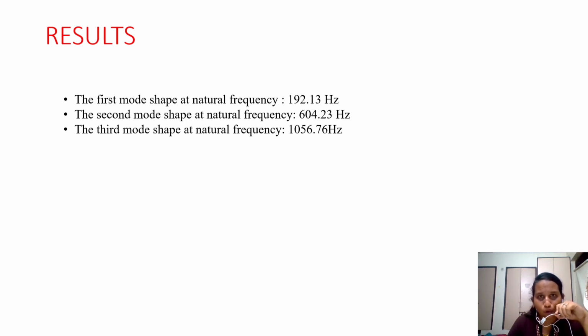Now I am going to correlate these results with the simulation part, which is going to be done in the ANSYS software. By comparing these results, we can know the accuracy of both, how they are going on.